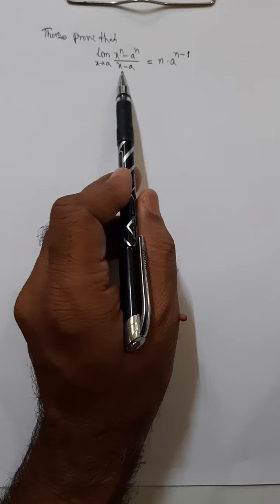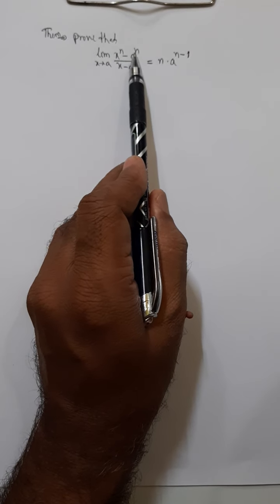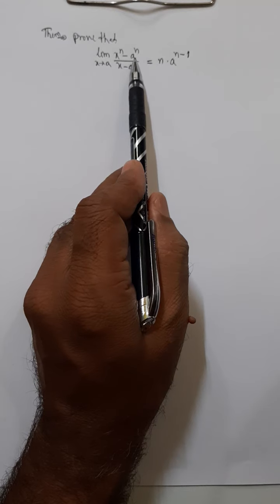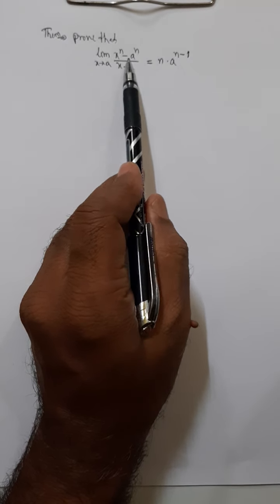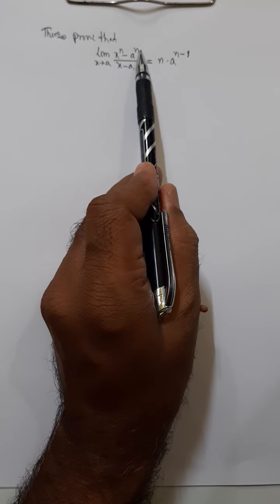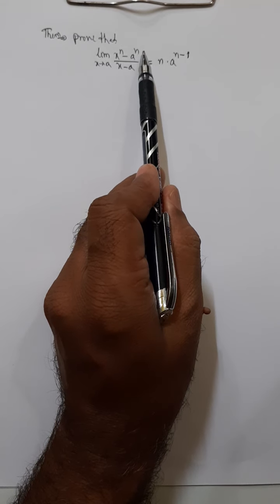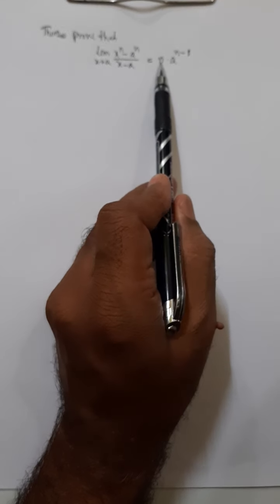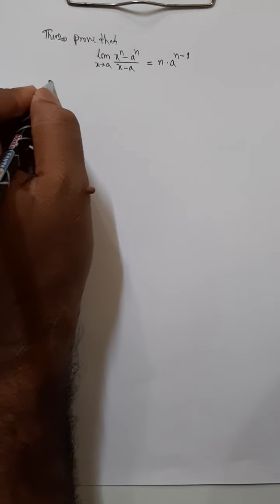See here, what is this theorem? Index must be same. Index of both terms must be same and base is x minus a. That base must be in denominator. If like this, then its limit is nothing but just from the second term. Second term is a to the power n. So what is the limit? Just multiply by index and subtract 1 from index. That is n into a to the power n minus 1. So I have to prove this formula.